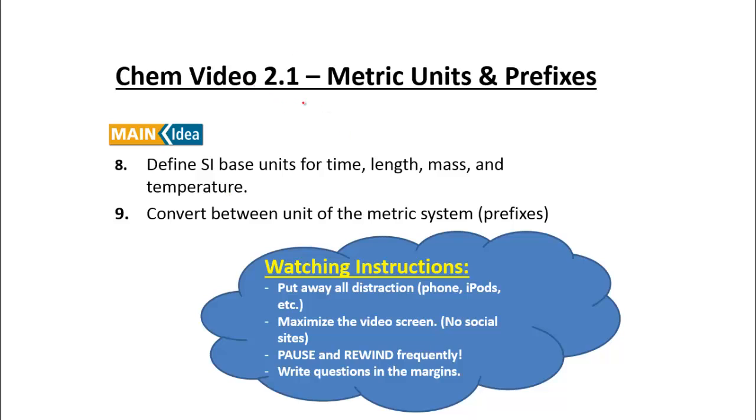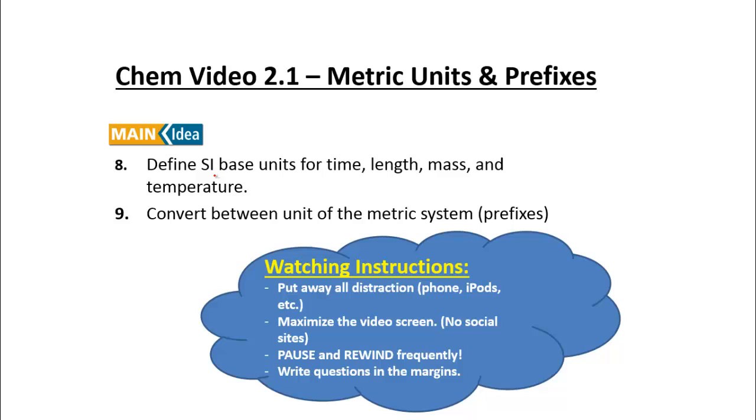Chemistry video 2.1. Here we're looking at the metric units and prefixes. This is one of the topics of the year where I feel like students feel like they have a pretty good grasp on it, but in reality there's a lot of misconceptions or a lot of silly mistakes. So let's try to correct those while we're going through this video and in practice in class.